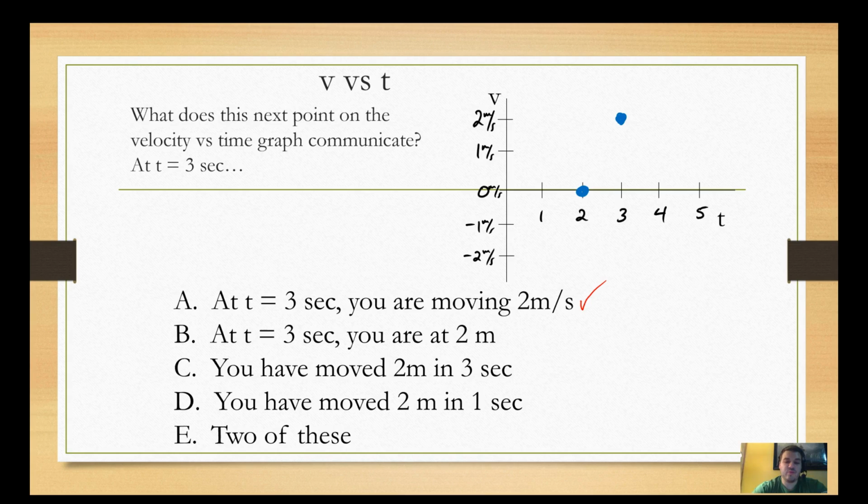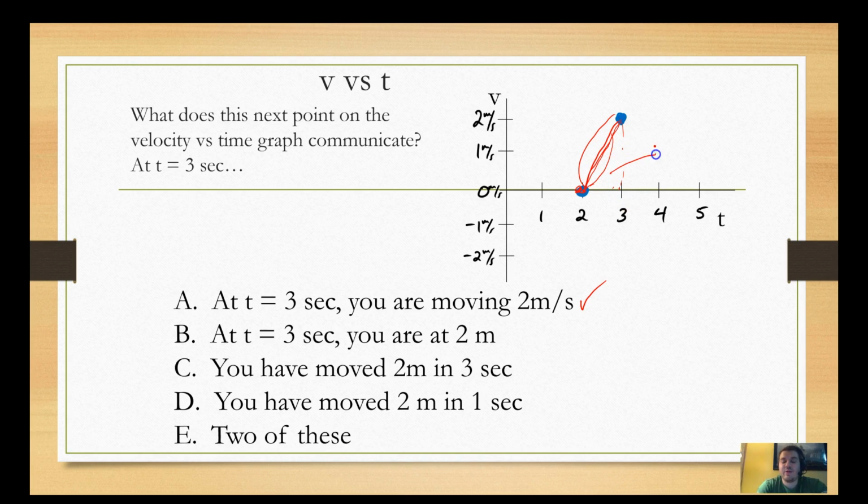The next one, we've moved 2 meters in 3 seconds. Well, let's think about that for a moment, right? So I started at 0 meters per second, and then my graph would look something like that. But the thing is, we really don't know what the acceleration is. The graph could look like this, could look like that. Let's just assume that we have a linear acceleration, so it would be like this.